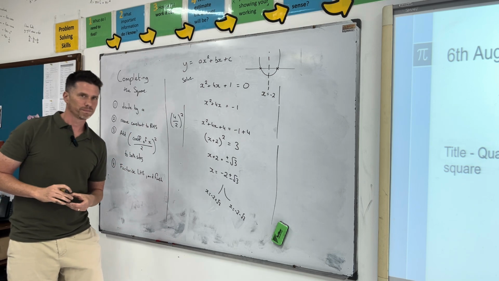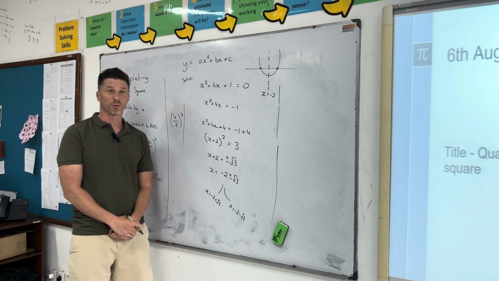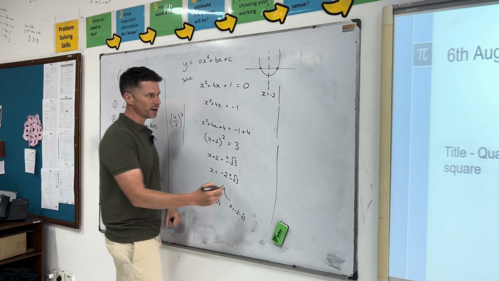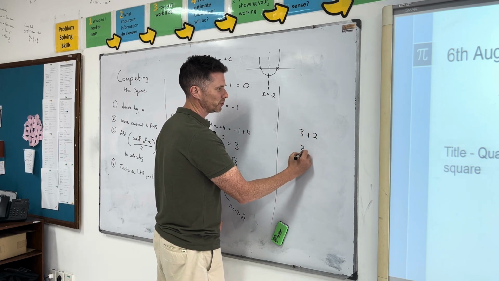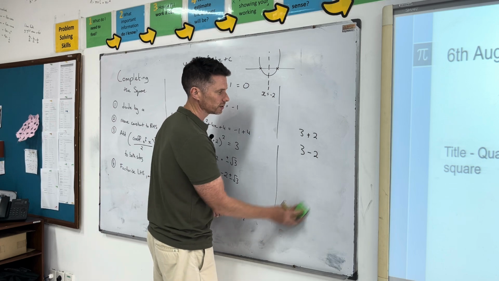How do we just know that minus 2 is the middle? We pretty much logicked it out. If you have 3 plus 2 and 3 minus 2, what's the middle of those two numbers? It's 3.